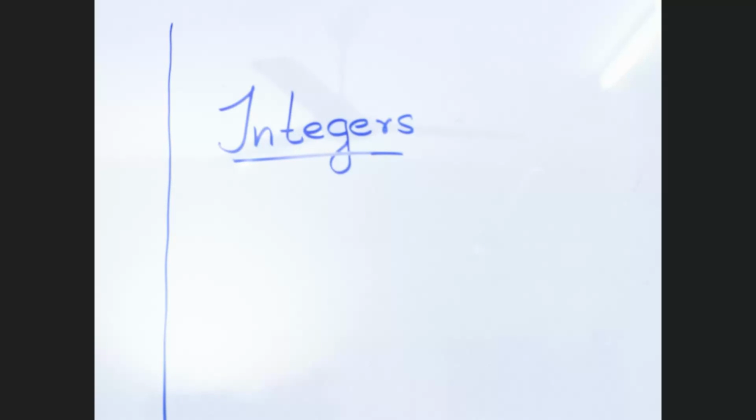The third group of numbers is integers. What do you mean by integer? We studied natural numbers and whole numbers. The difference between natural numbers and whole numbers is that only 0 is added in the group of whole numbers; in natural numbers we don't have any zeros. So here, in integers, we are adding some more things to the whole numbers.